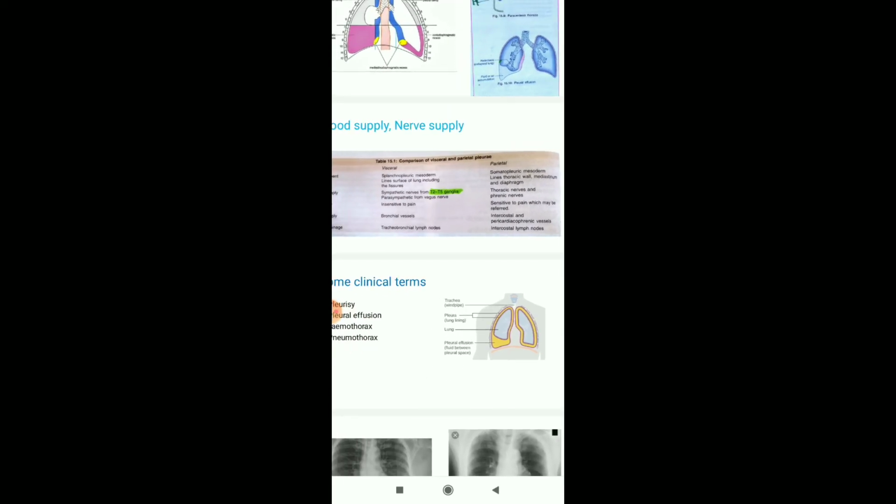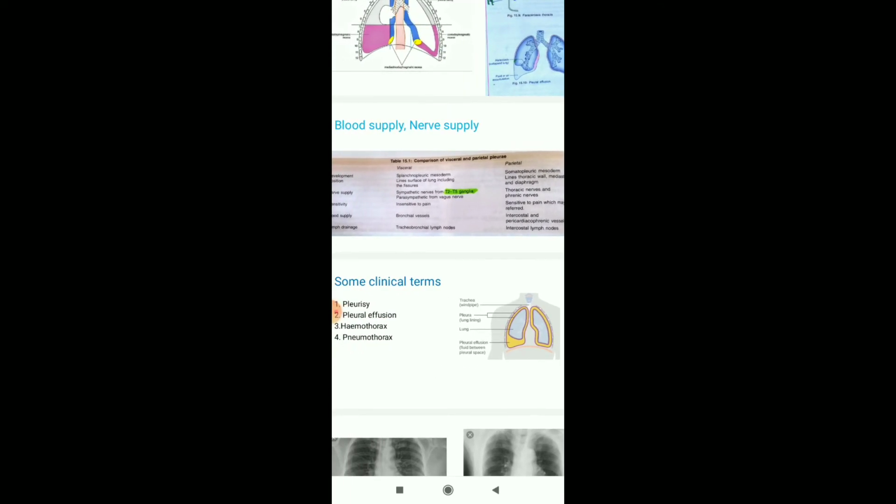I think it has been cleared. Similarly, irritation of the visceral pleura is not sensed as pain because we know that it is supplied by autonomic nerves, not somatic nerves. Clear? Okay.